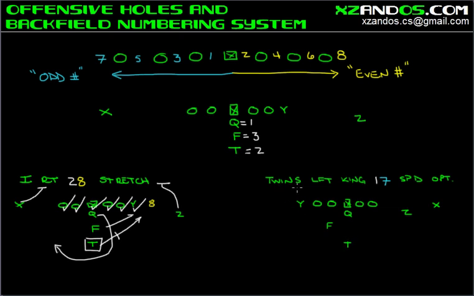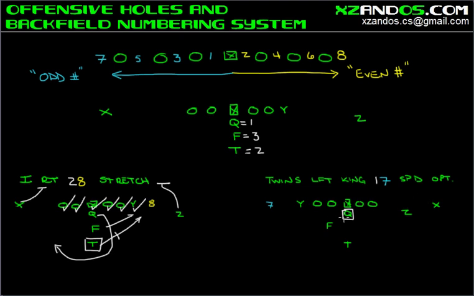So we have a twins. Here's our twins over here. Twins left is my tight end. King, my fullback, is offset to the strong side because a king is stronger than a queen. So we have a twins left, king, 17. Quarterback is keeping the ball. He is the one back. 17, and we are going into the 1, 3, 5. We are going out here into the 7 hole.